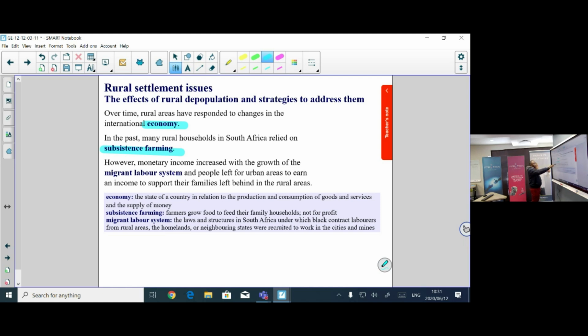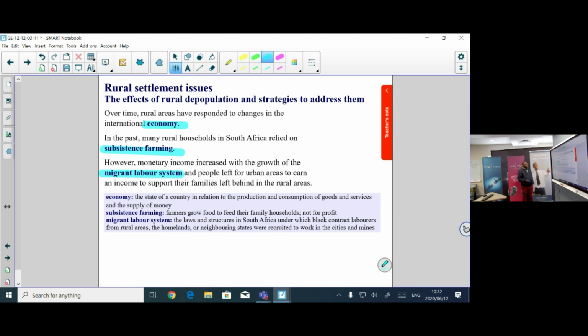However, monetary income increased with the growth of the migrant labor system, and people left for urban areas to earn an income to support their families. So what do we call the migrant labor system? The monetary income increased with the growth of the migrant labor system, and people left for urban areas to earn an income to support their families left behind in the rural areas.